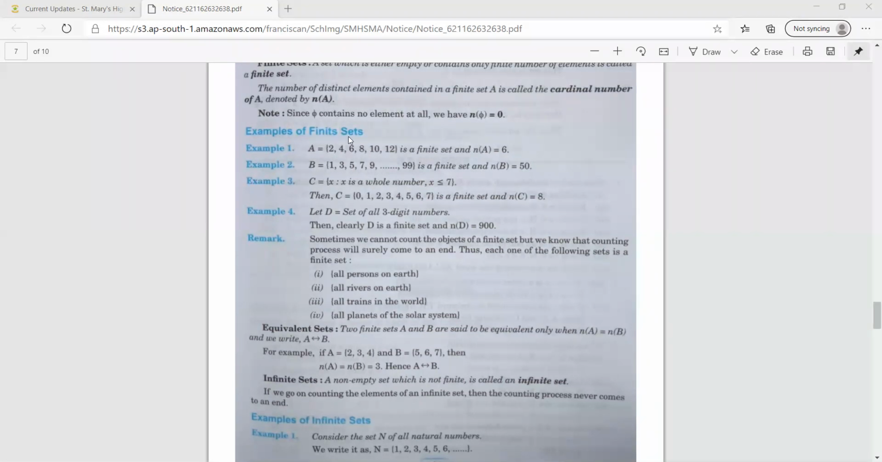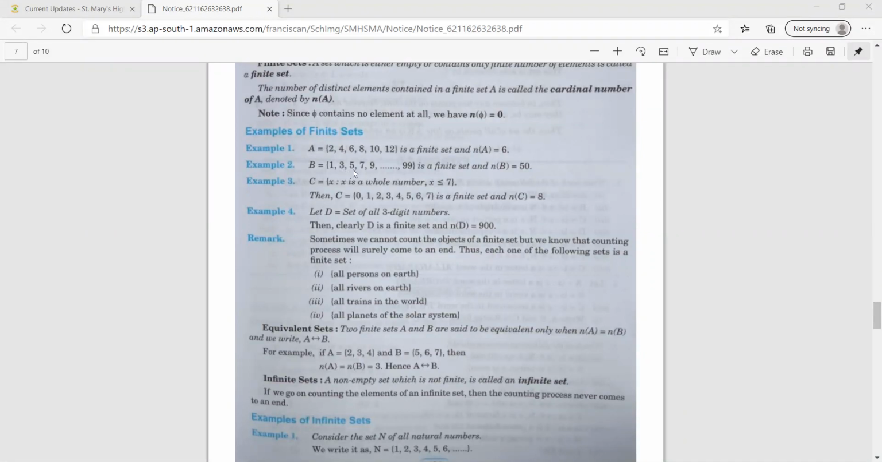F-I-N-I-T-E, finite sets. If A is 2, 4, 6, 8, 10, 12, it is a finite set because we know that there are 6 elements in this set. We have a cardinal number 6. Cardinal number of A is 6.